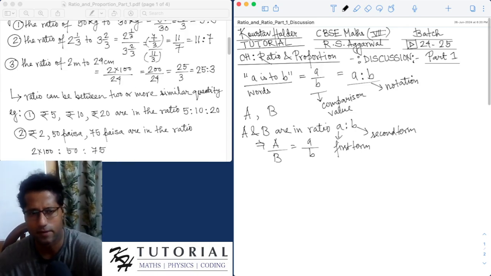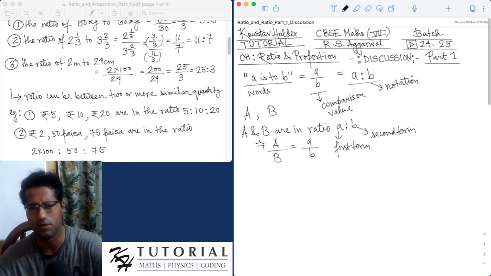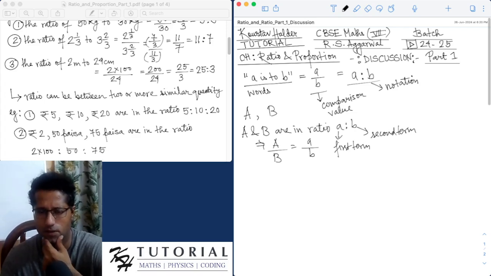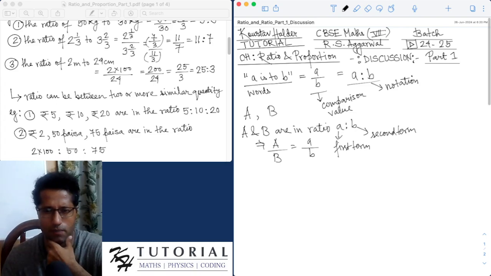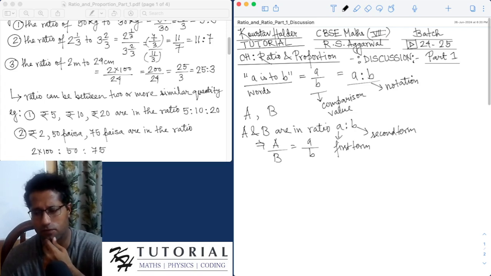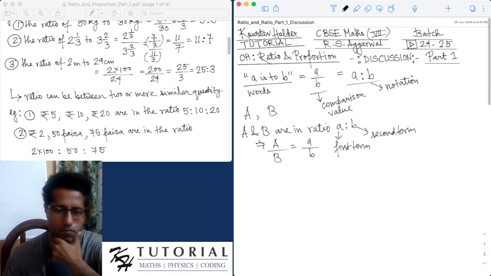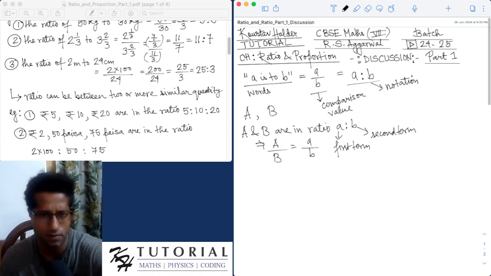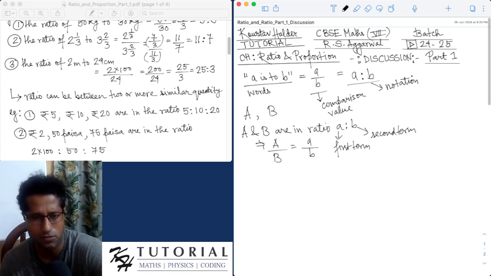Now, something to note: a ratio can be between two or more similar quantities. So far we have discussed the ratio between two quantities A and B. It can be a ratio between three or more quantities like A, B, C, where A, B, C are quantities of the same kind and same unit, or a ratio of four quantities A, B, C, D. In the example you can see rupees 5, rupees 10 and rupees 20, these three quantities in rupees are in the ratio 5:10:20.